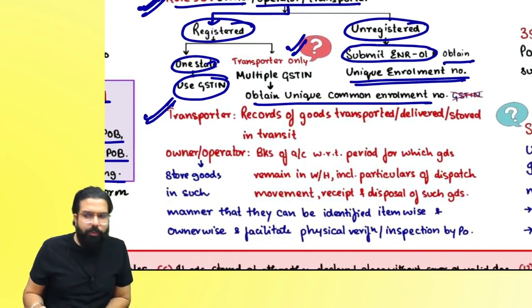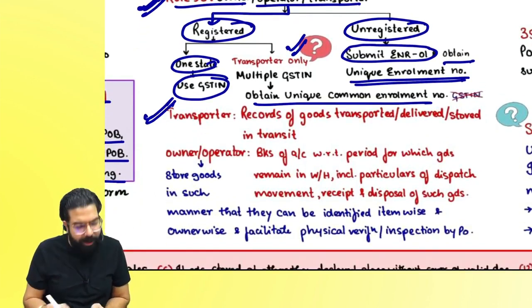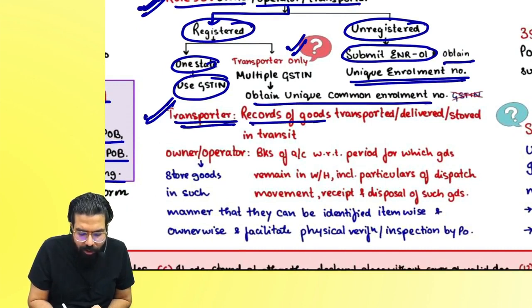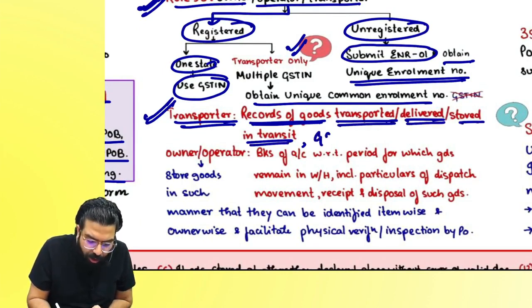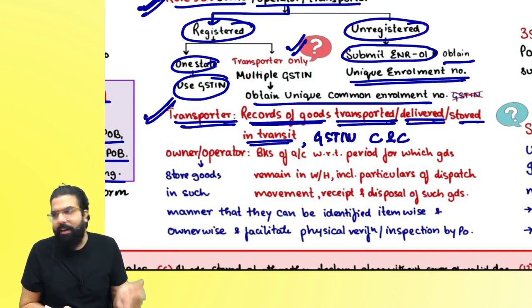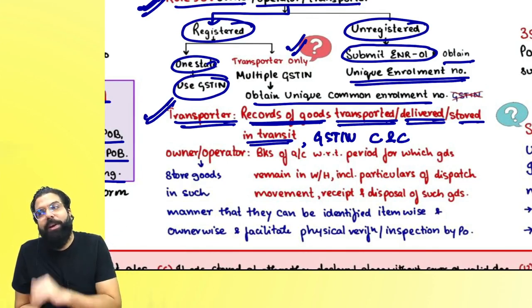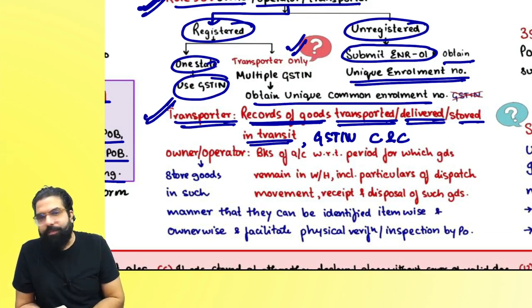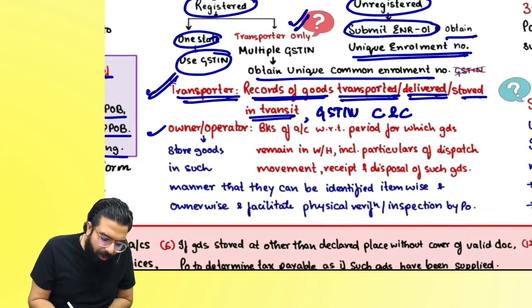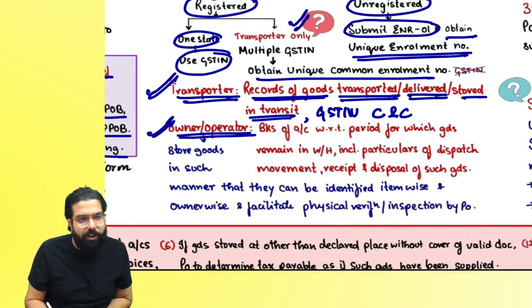Now, if you are a transporter, what are the accounts you have to maintain? The government told that you maintain records of goods which you have transported, delivered, stored in transit, and also the GSTIN number of the consignor and consignee. Right, everyone? You also have to maintain the GSTN number of the consignor and consignee with respect to each branch.